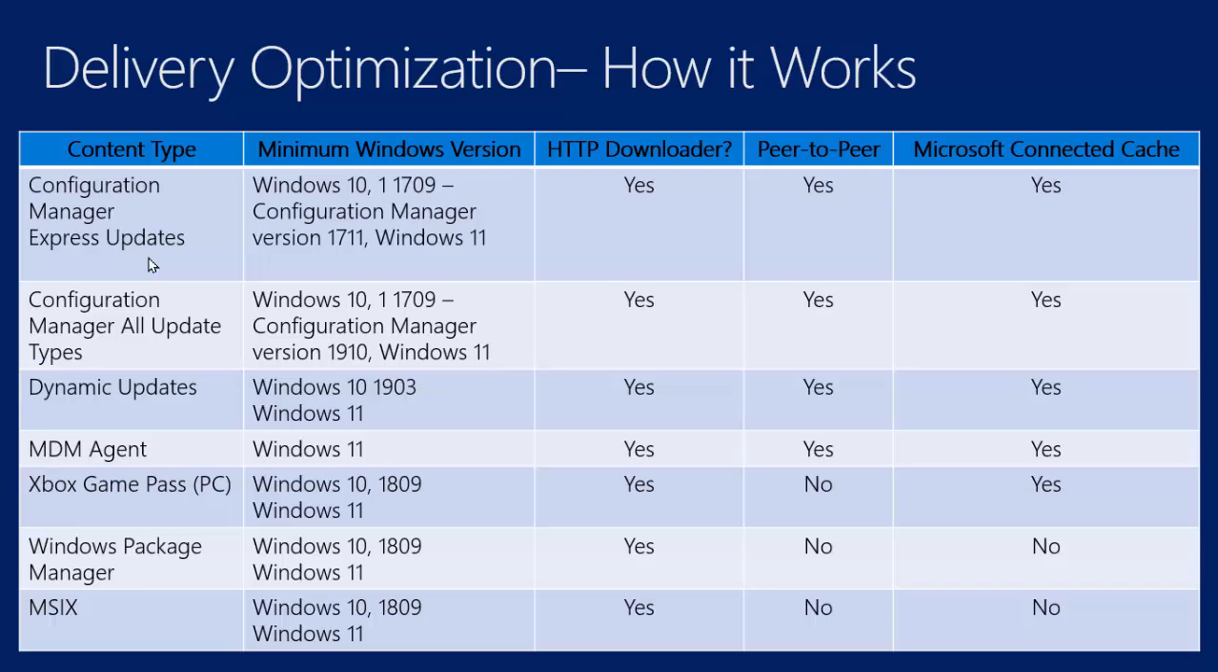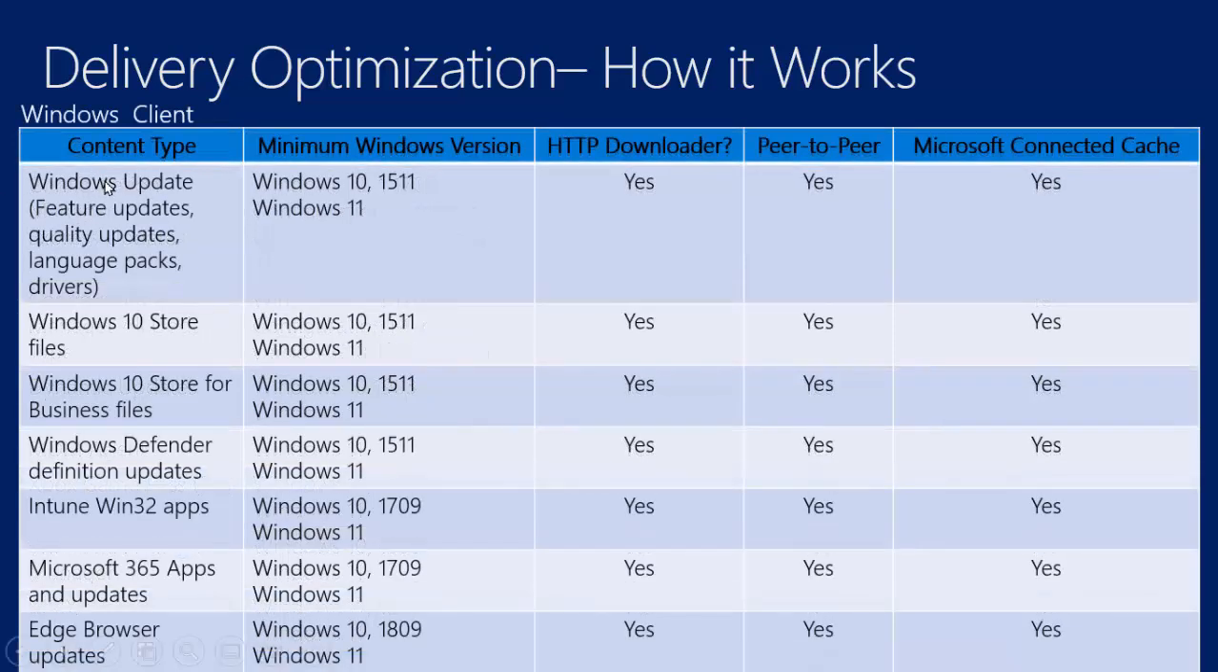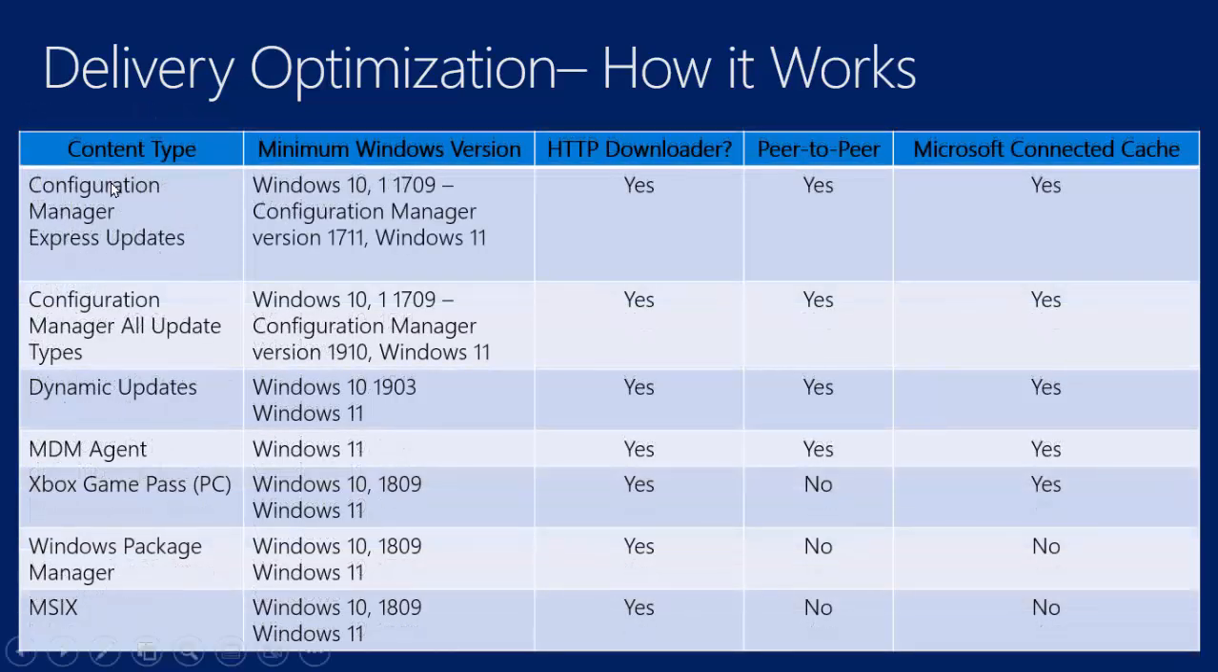But they can work alongside delivery optimization. We do support fully updates with ConfigMgr and across all three ways that we would download it. So dynamic updates, again, all three. MDM agent updates. Whenever the agent gets updated on a system on Windows 11, then we support across all three. Now, Xbox Game Pass.